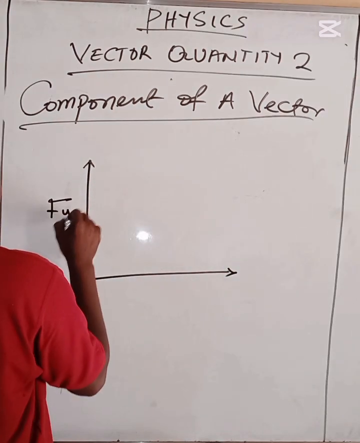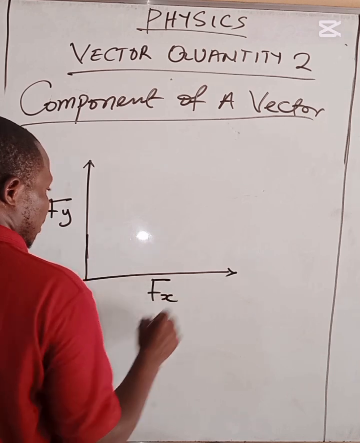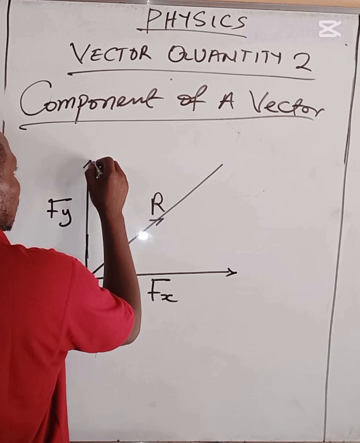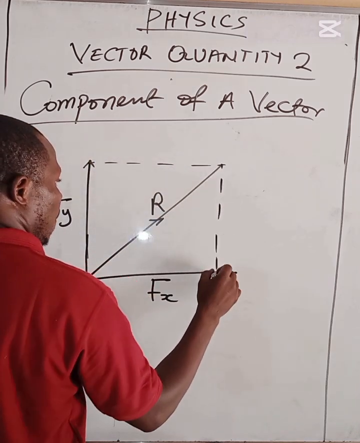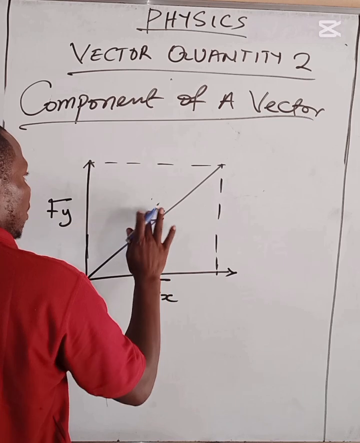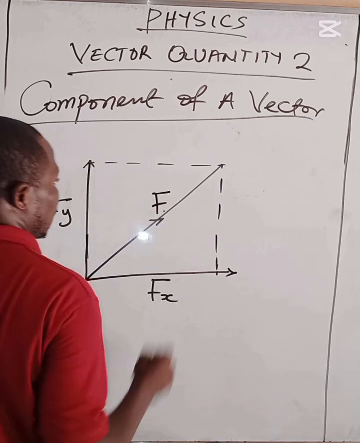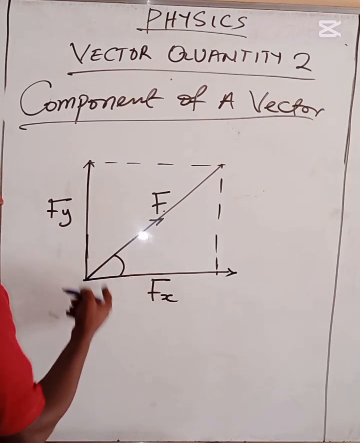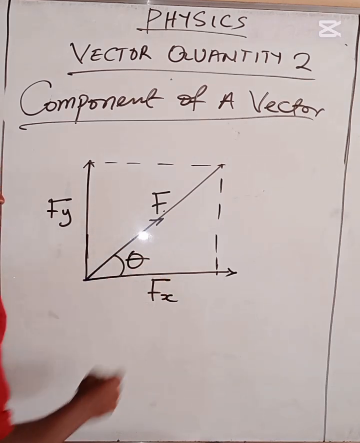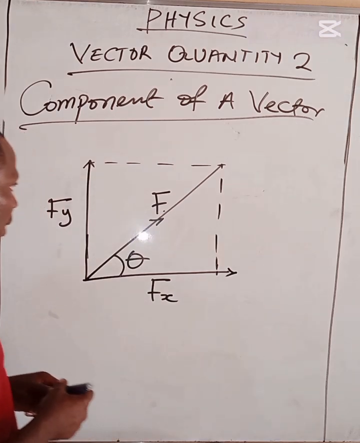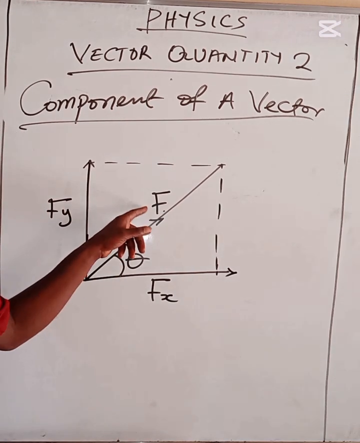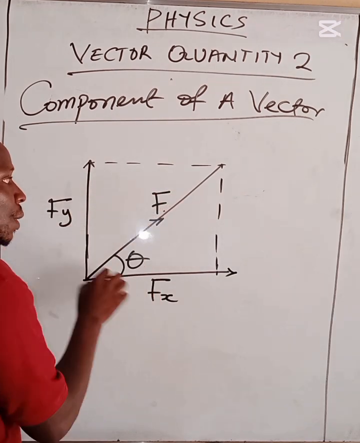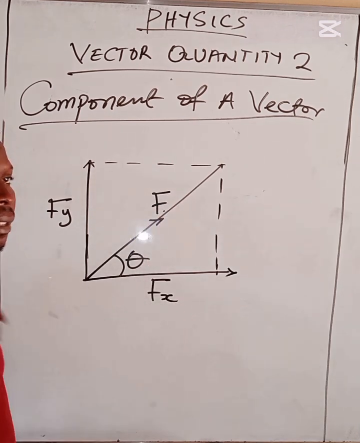Just like I drew earlier, if I have this, this is our Fy and this is Fx. We have this resultant here. Instead of calling it R, let me call it F. Now, usually we use the angle made with the horizontal, but we can use any of the angles to solve. This is our resultant force. I want to find the value of this force in the Fy direction and the value of this force in the Fx direction.